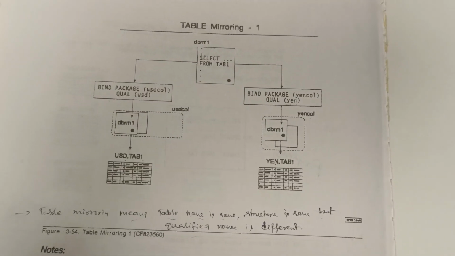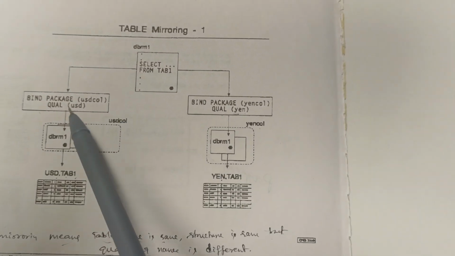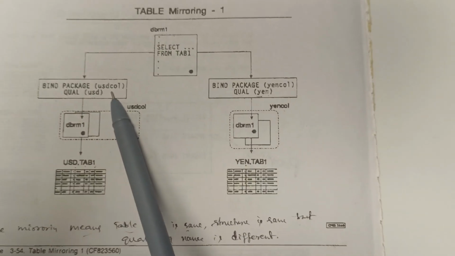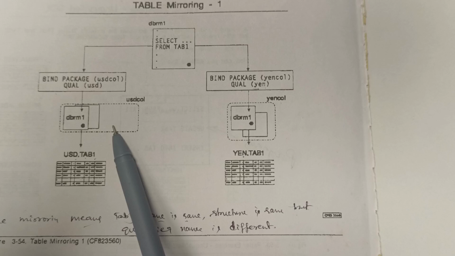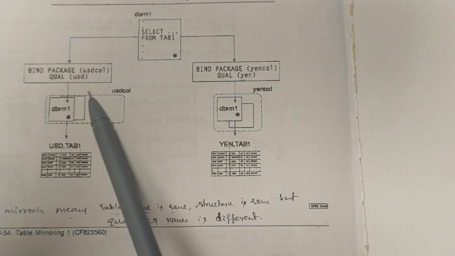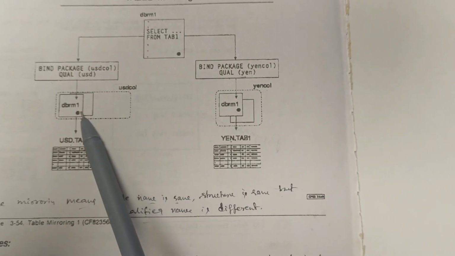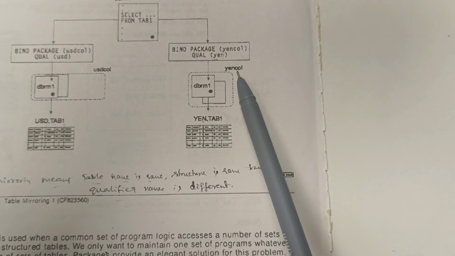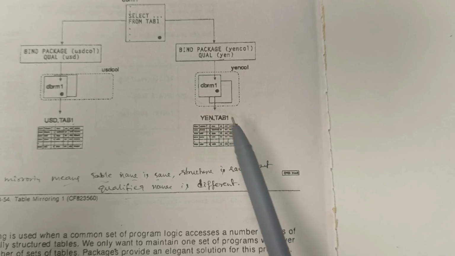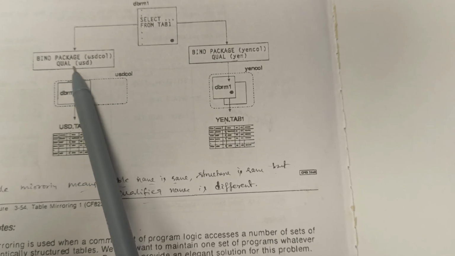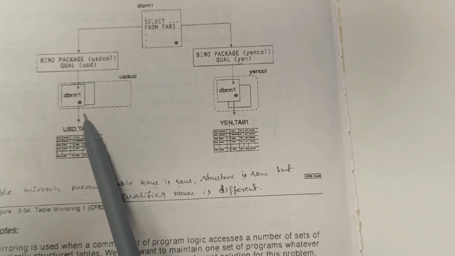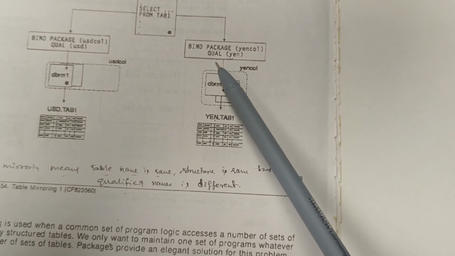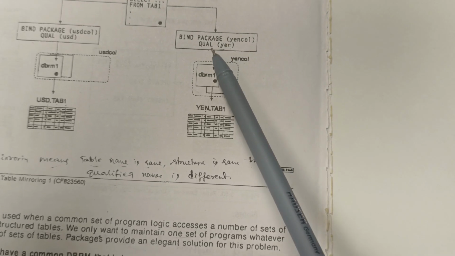And here, what is table mirroring? In the bind qualifier you can see the bind package and this DBRM name. In the qualifier I am using USD, and this is a collection, and in this collection one DBRM name is there. Similarly, in another bind package I gave a different collection and a different qualifier name. At that time, whatever the qualifier is, the corresponding table name it will access. This is called table mirroring: whichever region you are going to access, you need to mention the qualifier in the bind package.